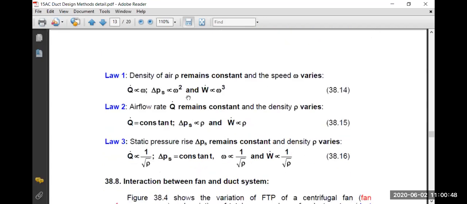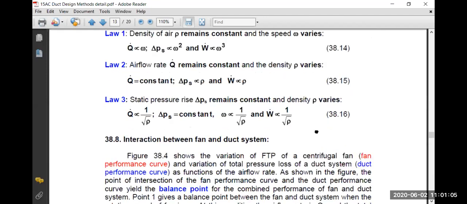Law number 1, 2, and 3. There are 3 laws. Volume flow is proportional to omega, that is RPS, delta P is proportional to omega square, and power is proportional to omega cube. This I discussed yesterday in my notes also. This is written in very compact form. This is more beautifully typewritten. That was handwritten.